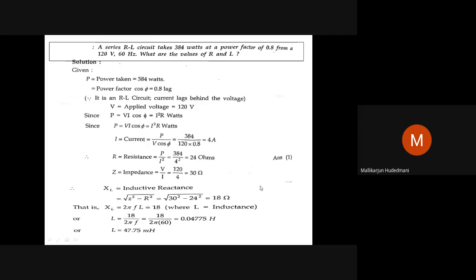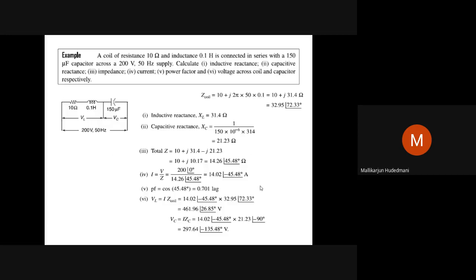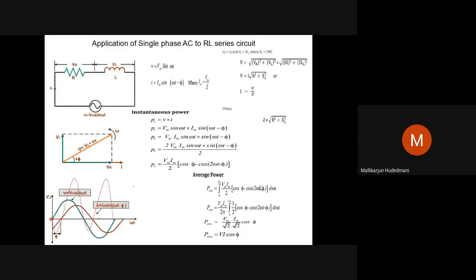Now, what is the remaining term? XL. From XL, I have to take out L. To take out XL, what should I get? The impedance of the RL series circuit I should find. So I go back here. What is the impedance of the RL series circuit? If you recall here, Z equal to the square root of R square plus XL square. Can you see this diagram? R plus L. Hope this page is visible to you all.